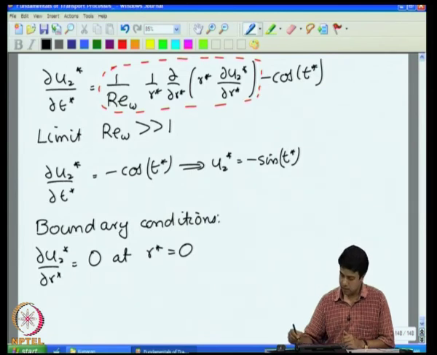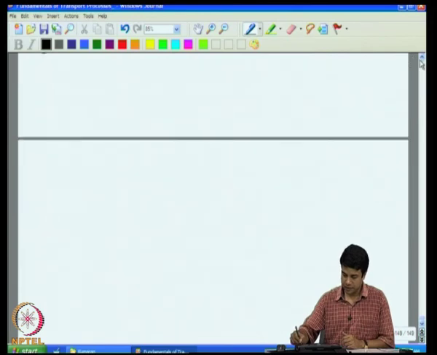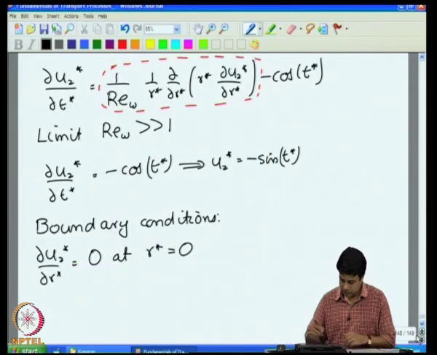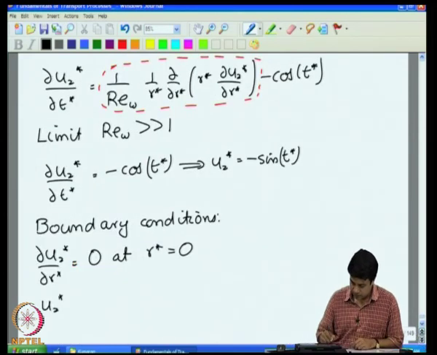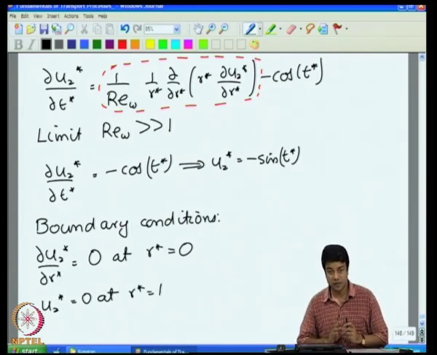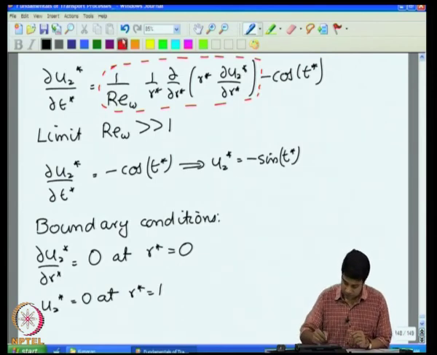How about the boundary condition at the wall of the pipe, which is that u z is equal to 0 at r is equal to 1? Note that the boundary condition has to be satisfied at all instants in time. The velocity is 0 for each and every time value. Can we satisfy that boundary condition with this solution?